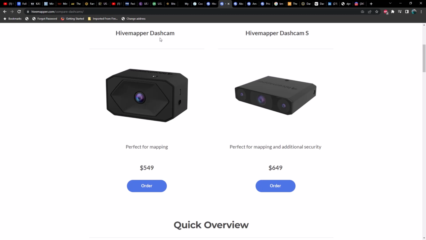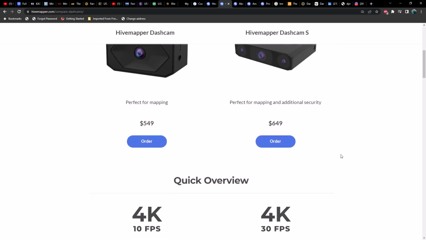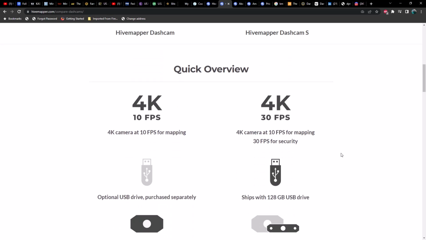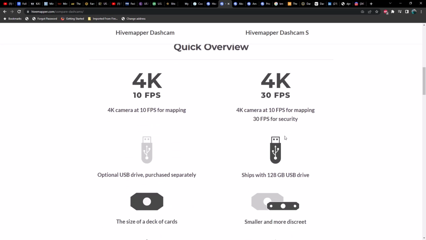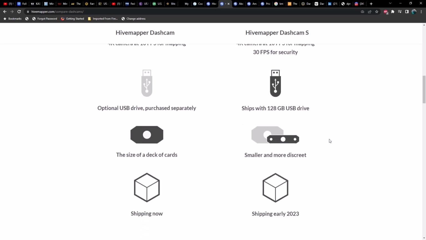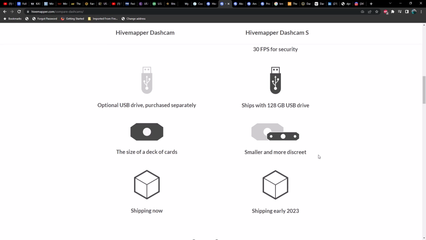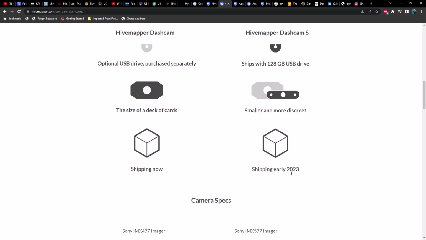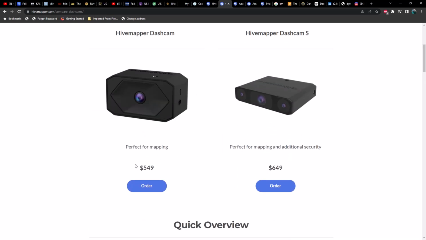If you're going to purchase the hardware, you're looking at an investment of at least $549 for the Hivemapper dash cam, or you can go with the Hivemapper dash cam S, which adds, I guess, security features. I don't know if it's a car alarm or something similar to alert you if somebody's messing with your car. Not exactly sure. There's a little bit of difference in the frame rates, as well as expandable storage. This one's a little bit smaller, and it looks like it may not be shipping yet, and the existing, cheaper one is available.